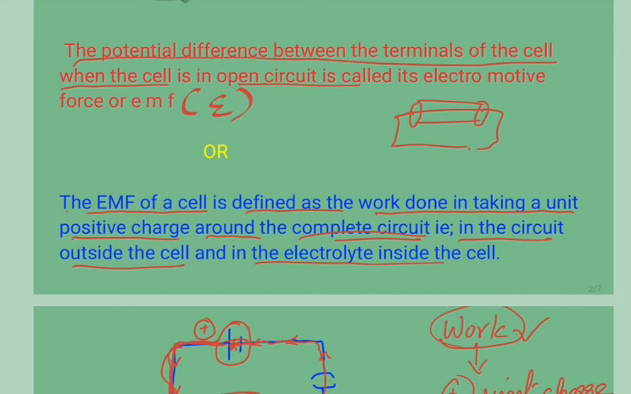The second way of defining the EMF is the work done in taking unit positive charge around the complete circuit. Complete circuit means inside the cell as well as outside the cell. Outside the cell we have the resistors or the device which we have connected, and inside the cell we have the electrolyte. So when the charge is moving, we have to do some work throughout the circuit. That work per unit charge also can be defined as EMF of the cell.